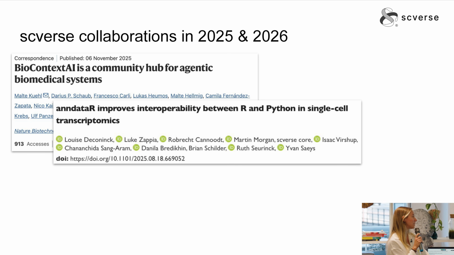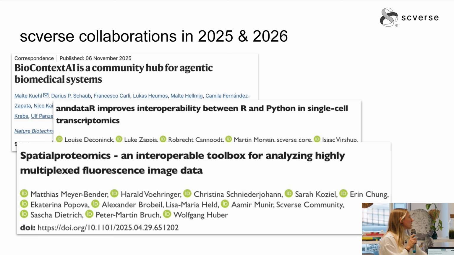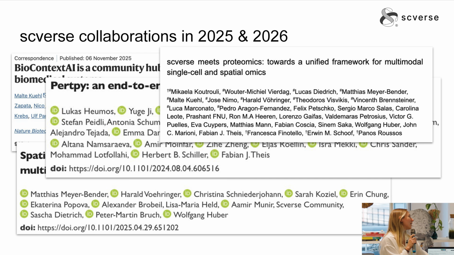We are in every space. We're doing it in Rust soon. Spatial proteomics, PertPy, and other spatial proteomics is 2 different papers.